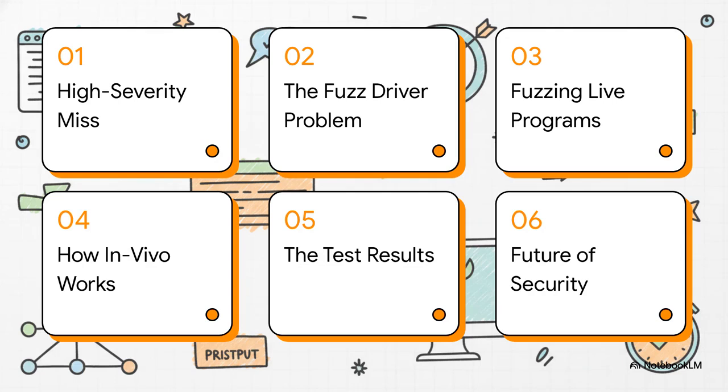Okay, so to really get to the bottom of this, here's our game plan. First, we're going to look a little closer at that big security mess. Then, we'll unpack the core issue, what's known as the fuzz driver problem. After that, we'll dive into a brilliant new solution, fuzzing inside a live program, and we'll see exactly how it works. Then, of course, we'll check out the test results to see if it's all it's cracked up to be. And finally, we'll talk about what this all means for the future of our security.